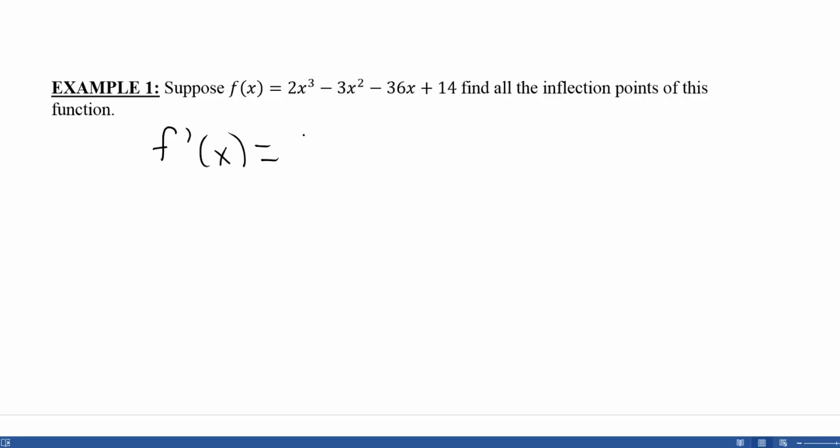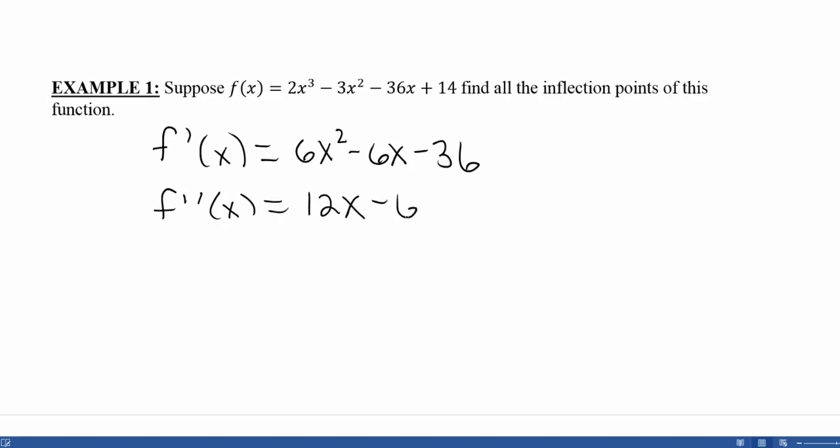So to get to the second derivative, I need to go through the first derivative. The first derivative here is going to be 6x squared minus 6x minus 36. So my second derivative here is going to be 12x minus 6. So remember when we talked about critical points. Critical points divided up our interval where our function existed, and within each little interval, the sign was always the same. The same thing is going to happen with the second derivative.